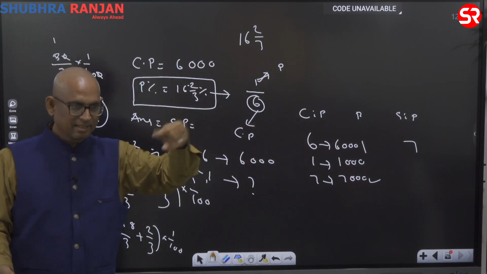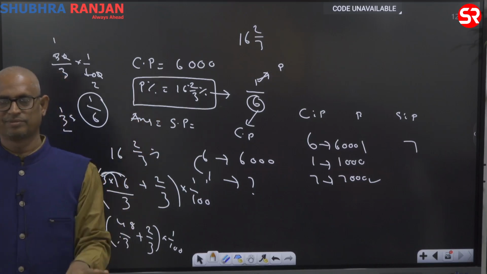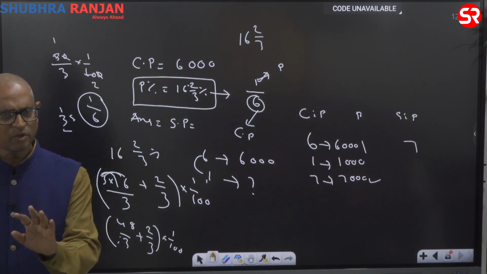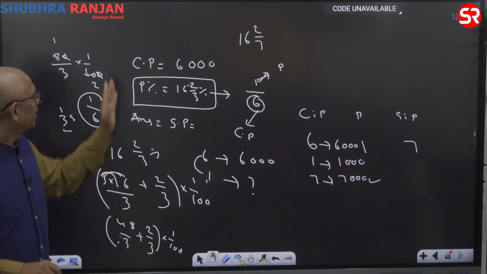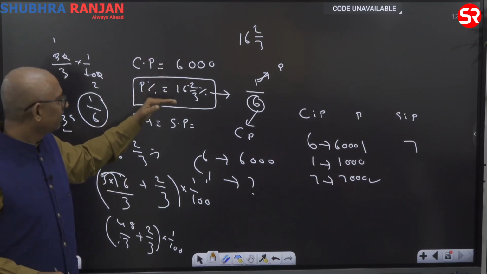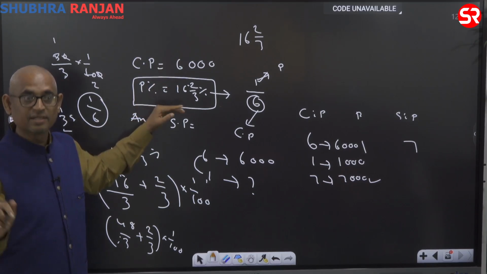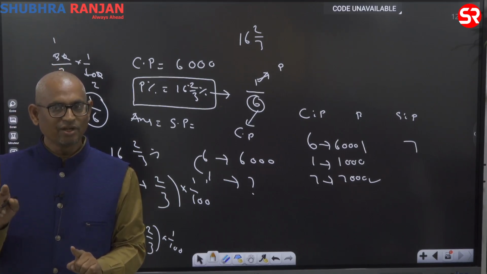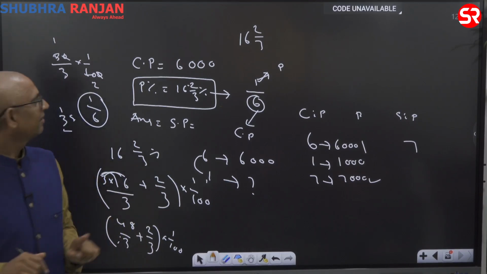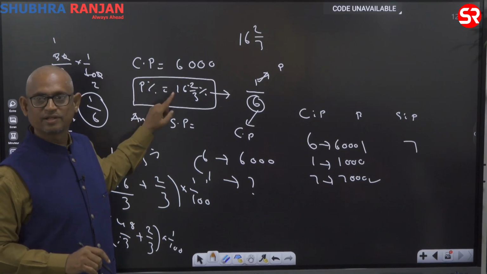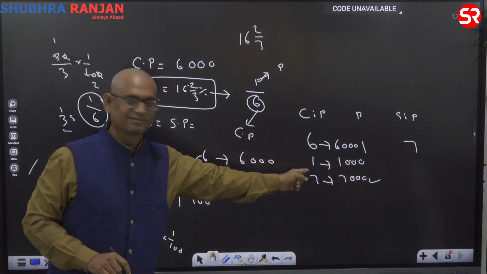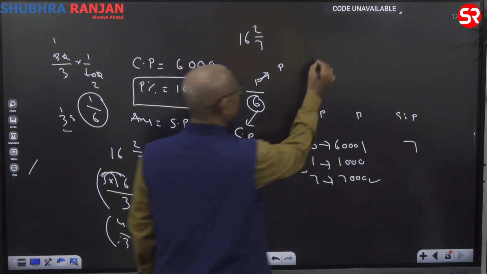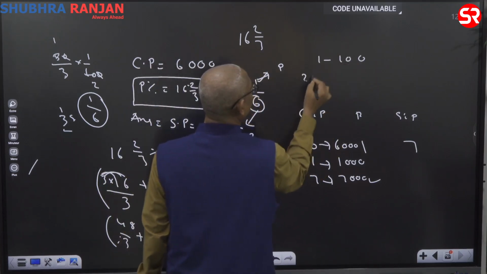That's all. Is there anything different for a profit problem and a simple interest problem? Your understanding ability, that is more important. The same problem will be asked in this manner. How is it asked? The principal is 6,000. The rate of interest you have to pay is 16 2/3% for 2.5 years. For 1 year, what is the interest we are paying? 1,000. For 1 year, it is 1,000 rupees. What is it for 2.5 years?